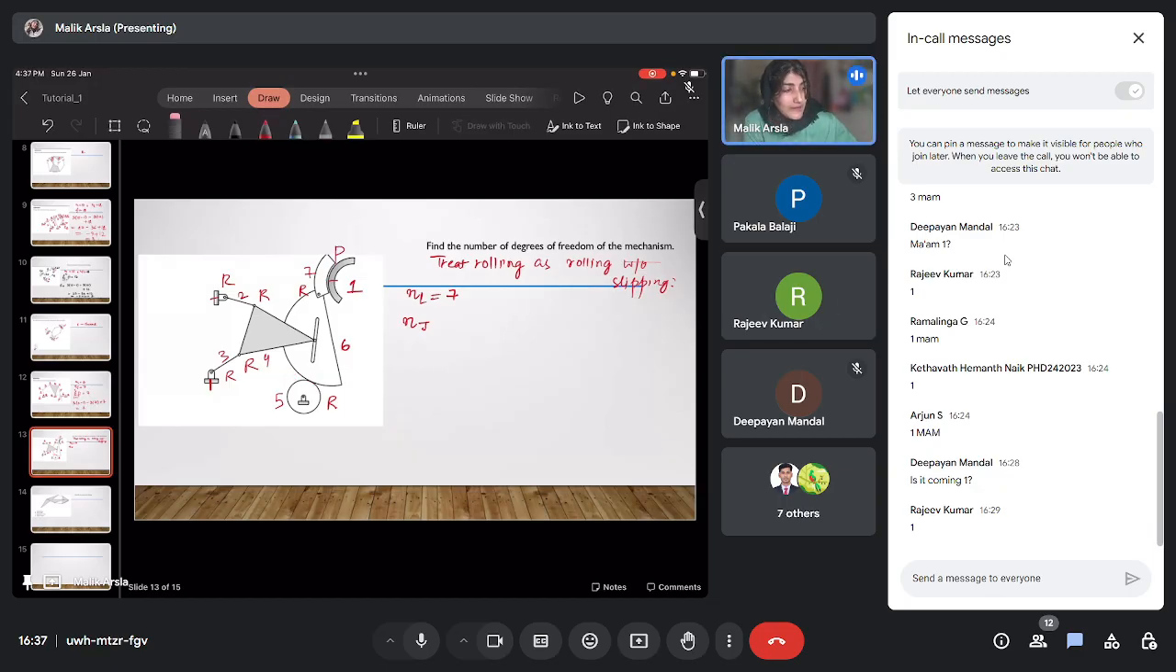Let me do one thing. Now you know that a pin joint is a higher pair, right? Yes, ma'am. And this rolling joint is also a higher pair, right? Yes, ma'am. So I will write it as H. Is that fine? Yes, ma'am.